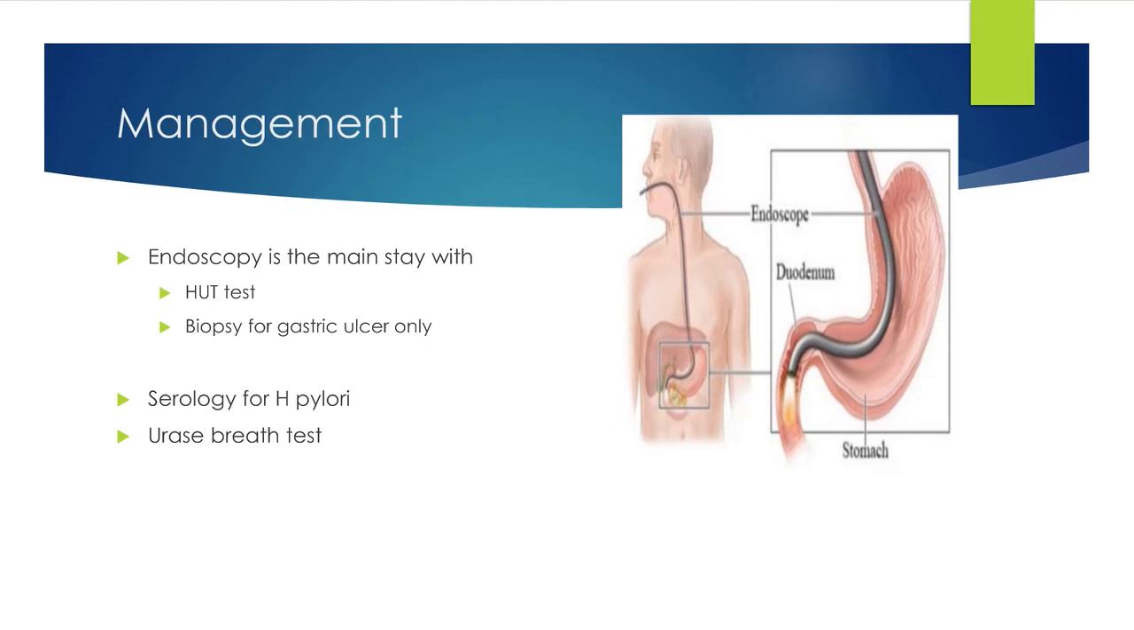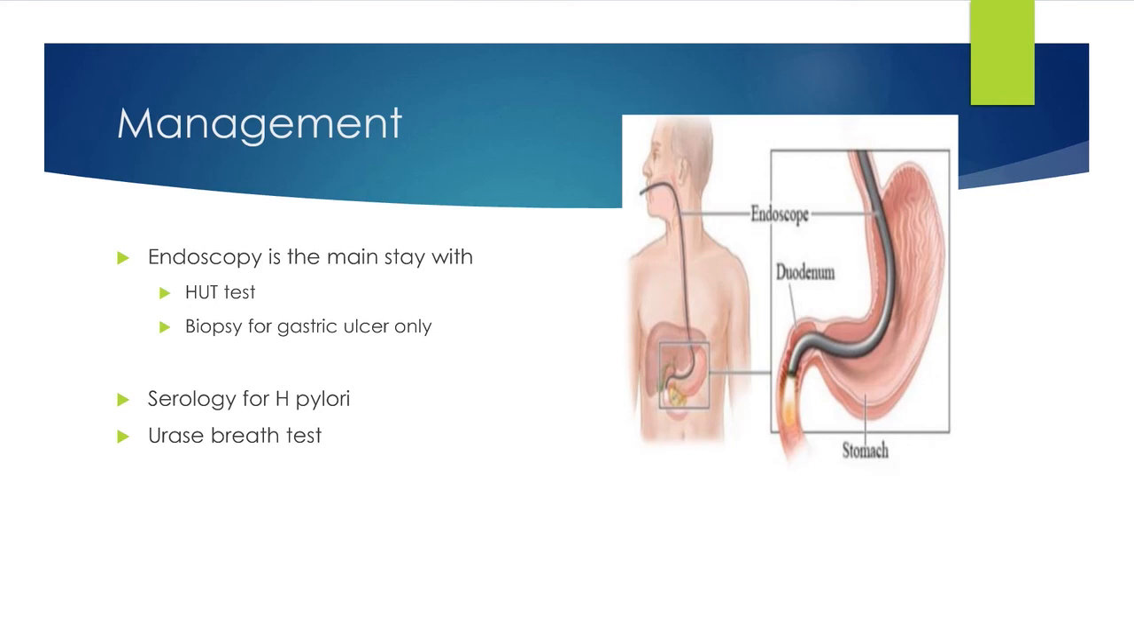We visualize the area. We notice if there are ulcers. So the first part of the duodenum in here will be the most common site, followed by the antrum of the stomach, in particular the pre-pyloric region. What do we do if we see an ulcer in the duodenum or the stomach? So we'll do a hot test, which is checking for H.